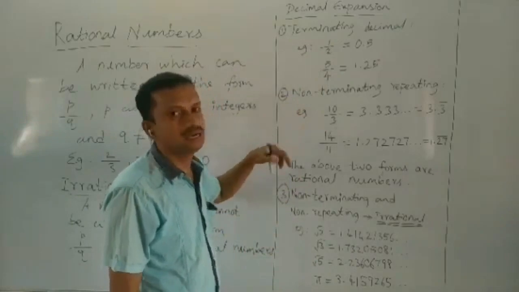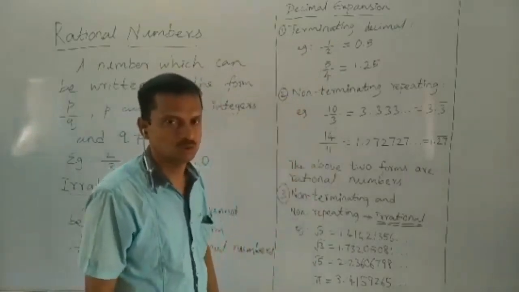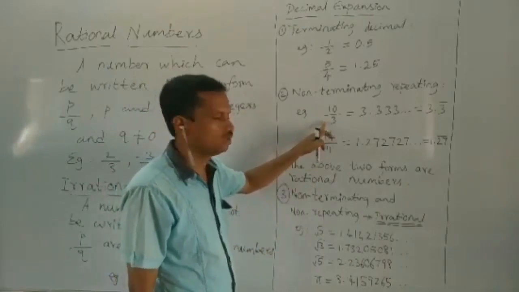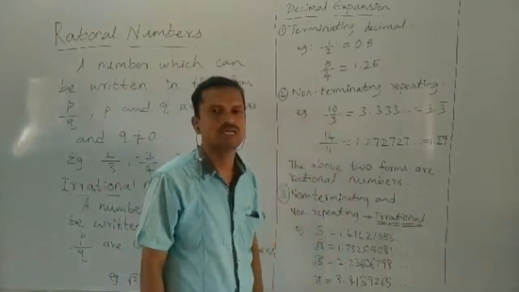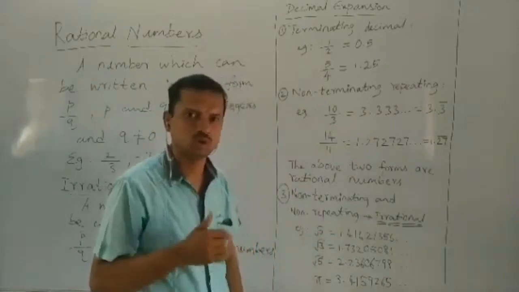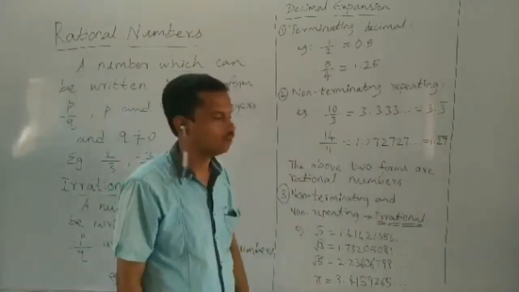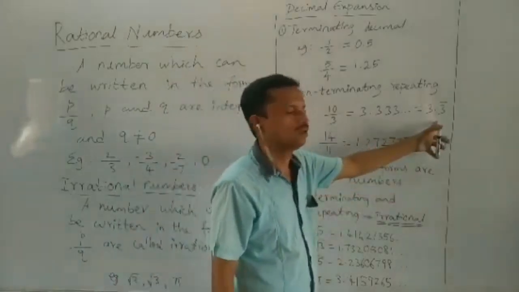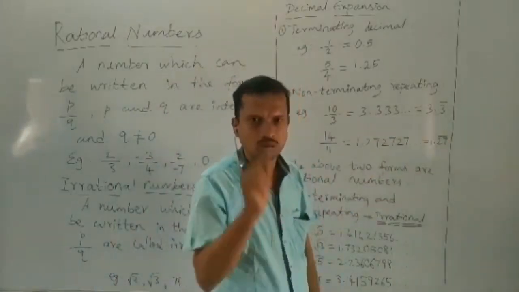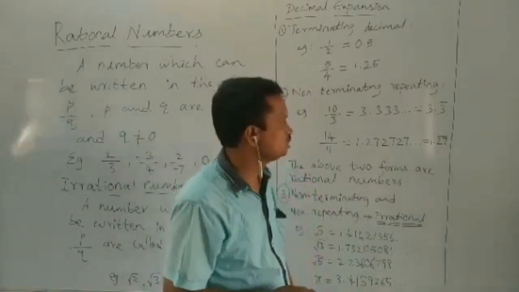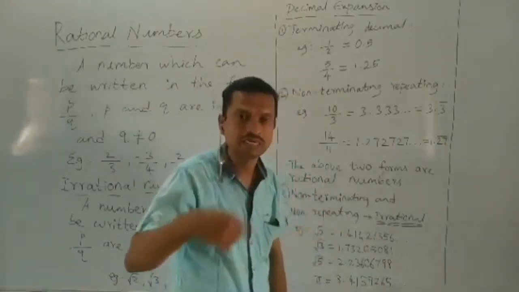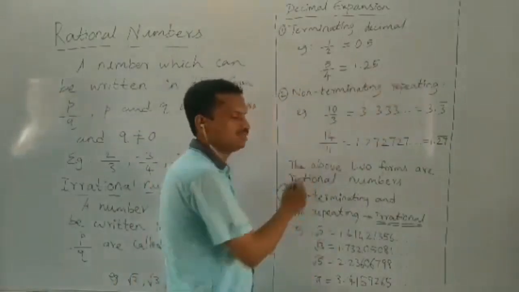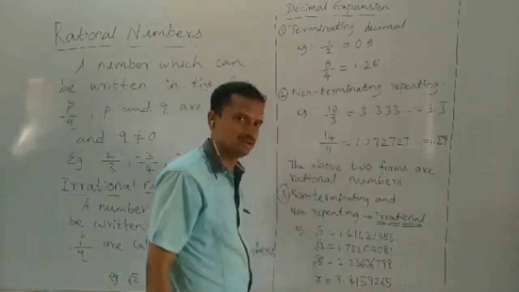And non-terminating repeating decimal. So, what are they? You see, when you divide 10 by 3, you get 3.3333, it goes on, so on, it goes the same way. After the decimal point, you get the same thing. So, it can be written in short as 3.3 bar. The bar represents that the digit is repeating.